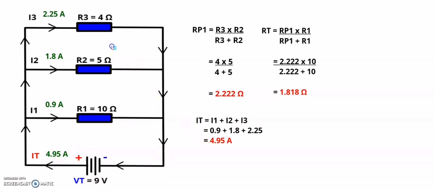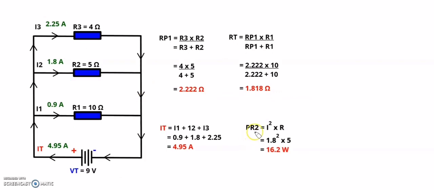Next, we will calculate the power used by that specific resistor. The power used by resistor R2 is PR2 equal to I squared multiplied by R, which is going to give me 1.8 squared multiplied by 5, which is going to give me a total power of 16.2 watts, which is used by resistor R2.